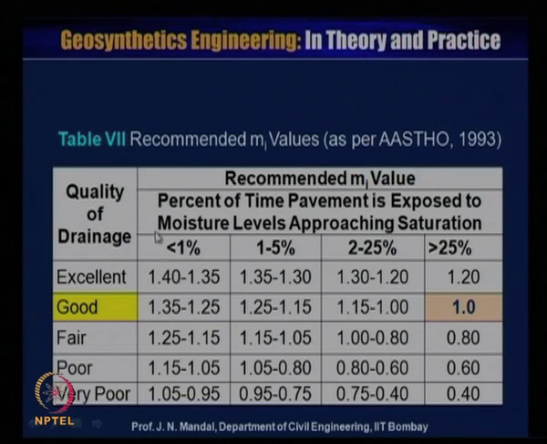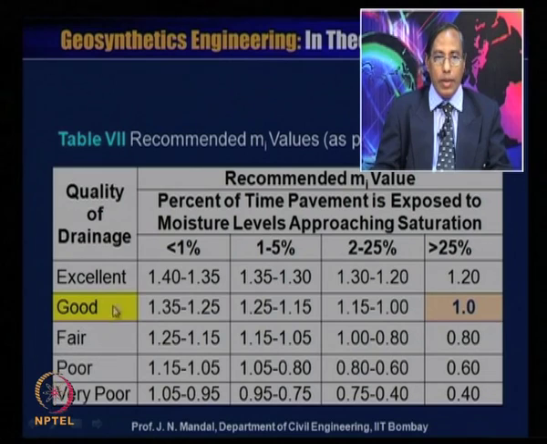And this is the table recommendation for M value as per Oslo 1993. This is quality of the drainage, say excellent, good, fair, poor or very poor. And this is the percentage of time pavement is exposed to moisture level approaching saturation. So, we have considered that moisture content should be greater than or equal to 25%.